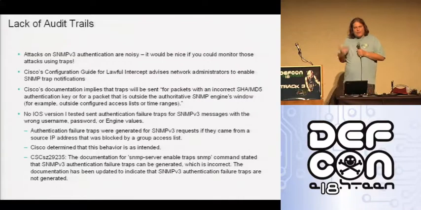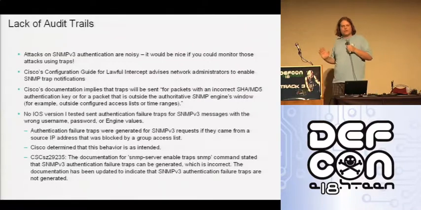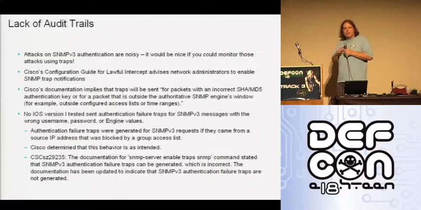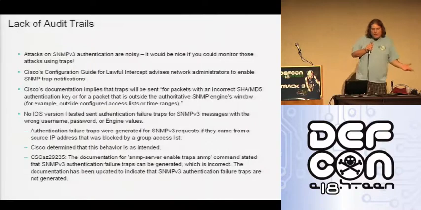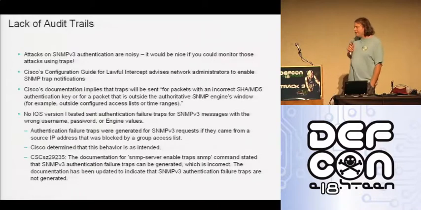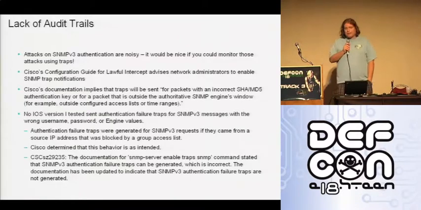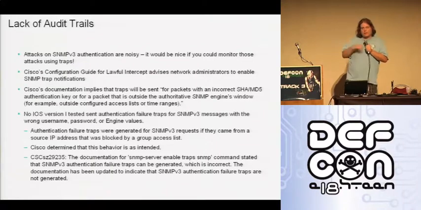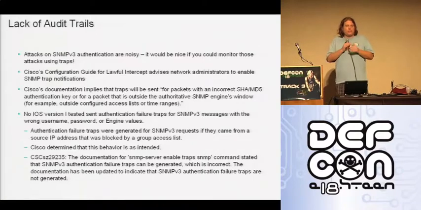But it turns out it actually doesn't work. I tried a bunch of different iOS versions and no traps or informs are generated when bad usernames and passwords are used. And so I told Cisco about it because I figured it was an implementation bug. And they decided after deliberating for a while that it was actually a problem with the documentation. And so there's actually this bug number down here in CCO you can look up.